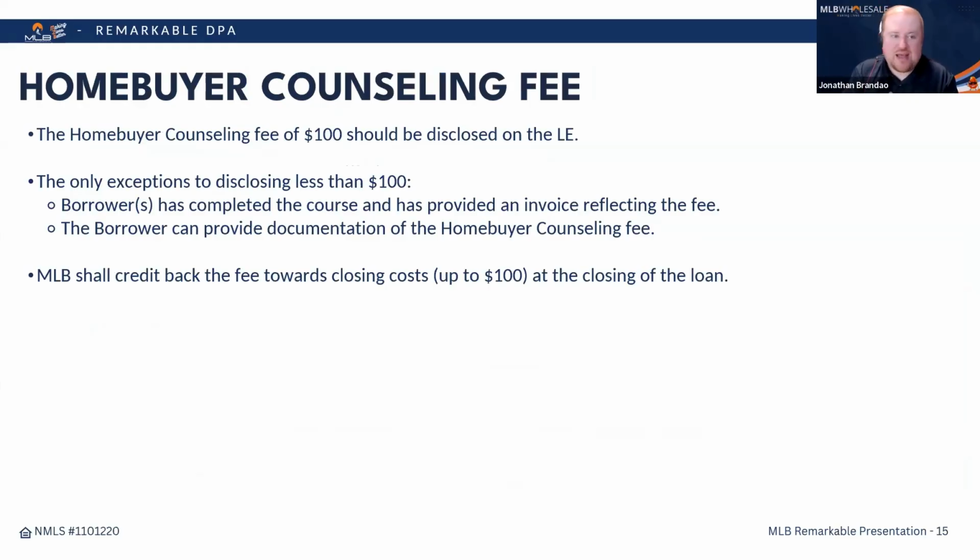For example, the Framework class is usually about $75. So if the class was $75, there will be a $75 lender credit going back to the borrower on their closing disclosure for that class. The maximum we can give is $100, but traditionally most classes are about $75, some are $50, and there actually are free ones out there. As long as it is a HUD counselor running it, we can take a look at that and accept it as well. So just keep that big piece in mind.